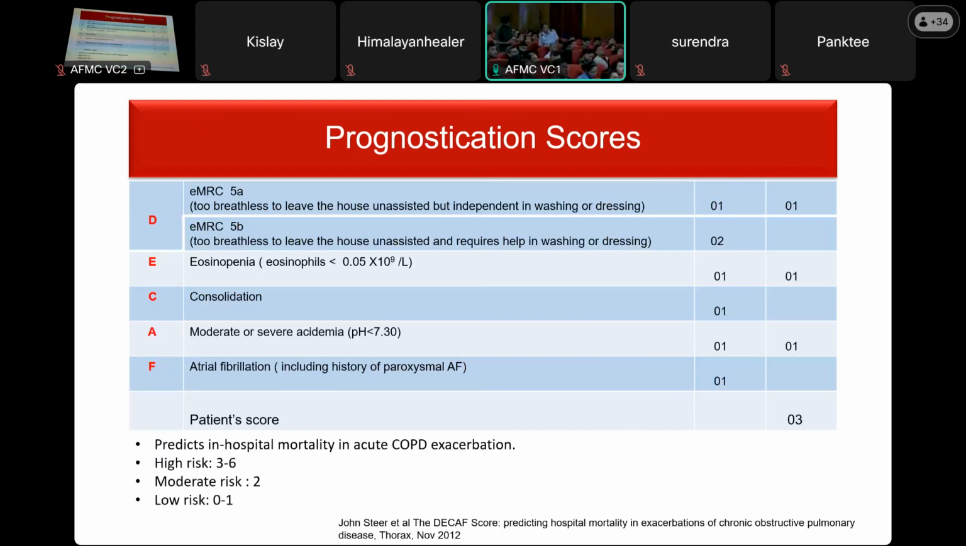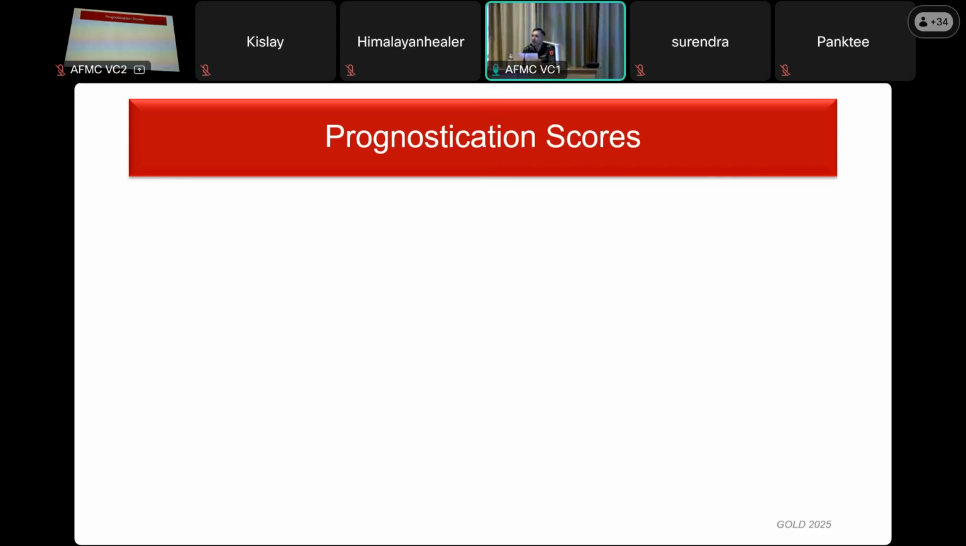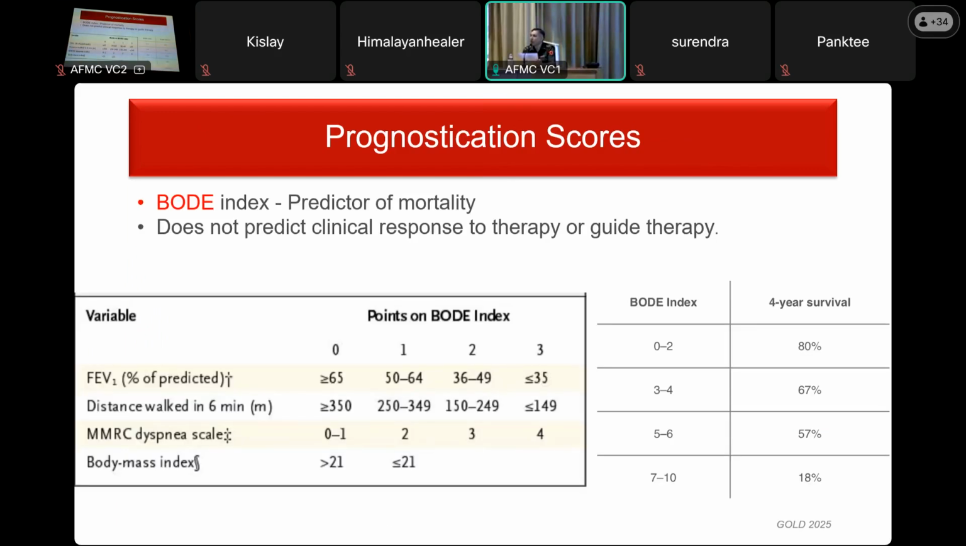This is the DCAF score, which includes basically dyspnea, eosinopenia, consolidation, acidemia, and atrial fibrillation. These are the 5 points. And our patient had a DCAF score of 3, which comes into high risk for mortality. The other score that we can use is the BODE index. This is used on OPD basis to predict mortality.